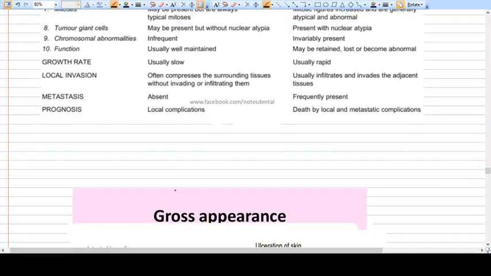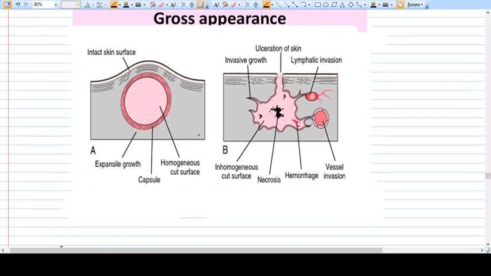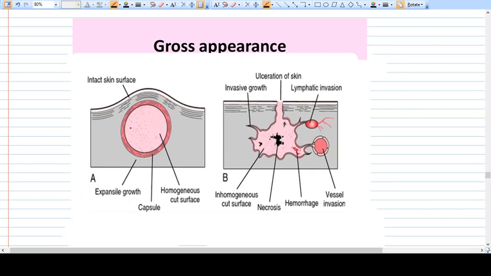Metastasis is present in malignant kinds of tumors. Now, if you see the gross appearance of benign and malignant, this is a benign tumor and this is a malignant tumor. So you see the tumor? This is basically a growing mass.